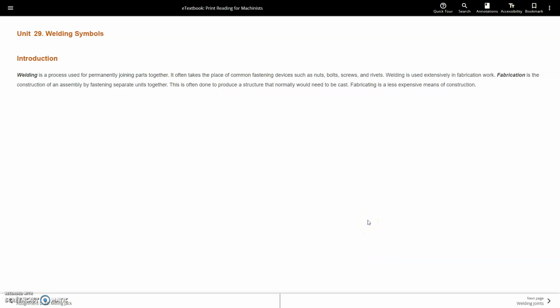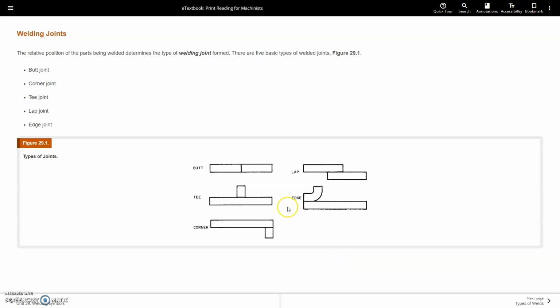All right, Unit 29, Welding Symbols. Introduction. Welding is a process used for permanently joining parts together. It often takes the place of common fastening devices such as nuts, bolts, screws, and rivets. Welding is used extensively in fabrication work. Fabrication is the construction of an assembly by fastening separate units together. This is often done to produce a structure that normally would need to be cast. Fabricating is a less expensive means of construction.